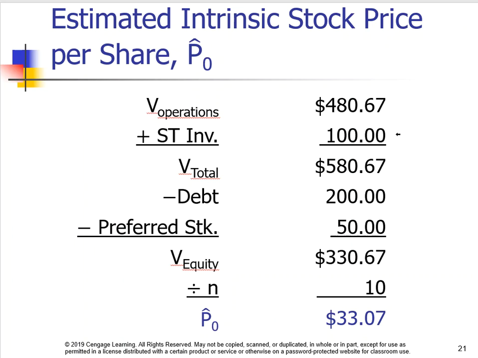Just like before, we add the short-term investments, we subtract the debt and preferred, and we divide by the number of shares, and we get a new stock price of 33.07. So this stock price is higher than it was before. Last time it was $27. So these new assumptions give us a higher stock price of 33.07.